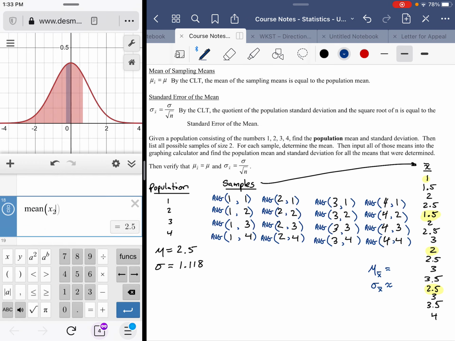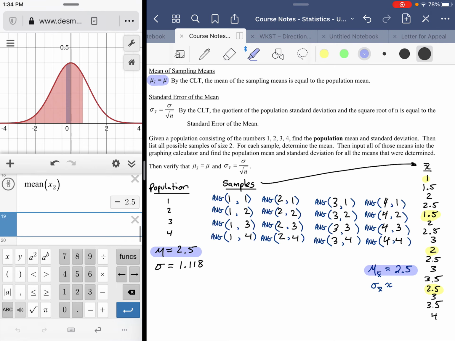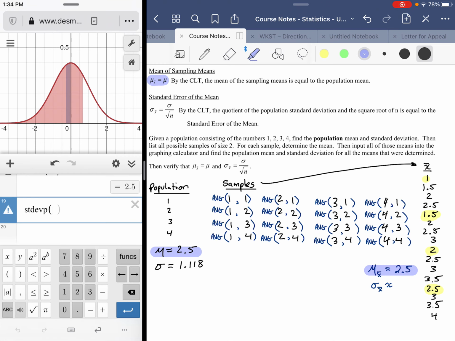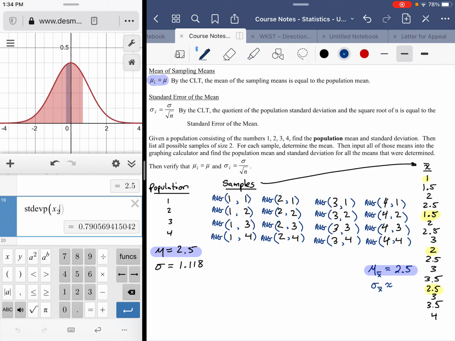All right, so assuming I typed those values in correctly, I can now find the mean. That's all in x2. And look at that, it's 2.5. Just like it was for the entire population. And just like it says up here, mu sub x bar and mu are supposed to be the same thing. Now for the standard deviation for the population, all in x2, I have about 0.791, ballpark estimate. Well, that's certainly not the same as sigma, but it wasn't supposed to be.